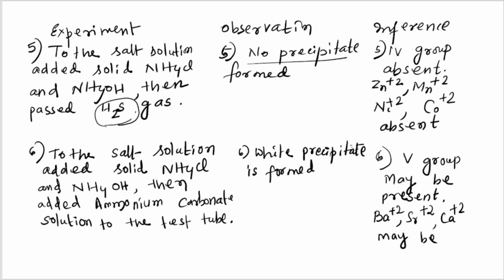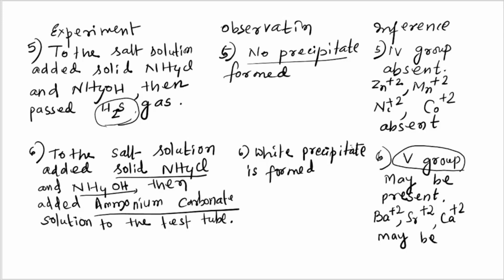Then it comes to the 5th group. Here we will proceed to the 5th group. The 5th group may be present. Then how may it be present? A white precipitate is formed. Why is the white precipitate formed? Because here solid ammonium chloride, ammonium hydroxide, and ammonium carbonate solution is added to the test tube, where the test tube contains the salt solution. If it is a white precipitate, that means the 5th group may be present.